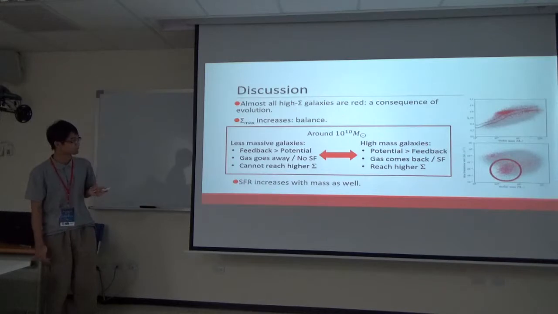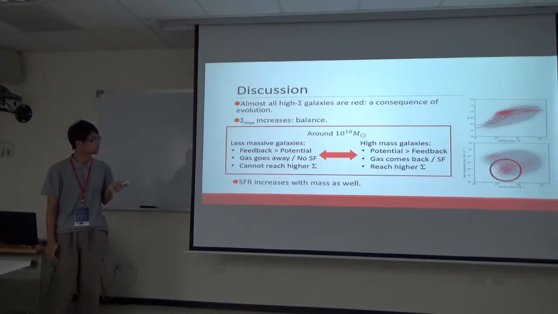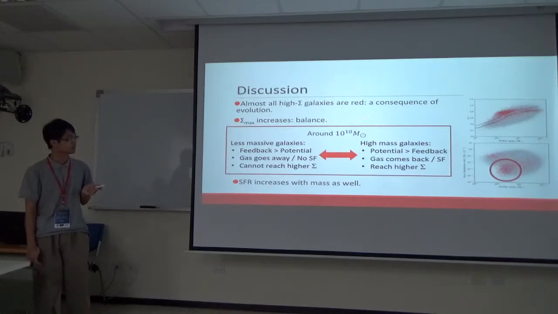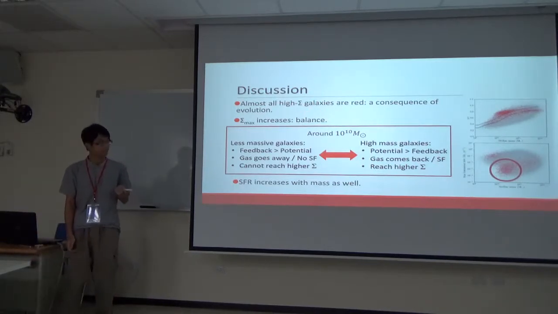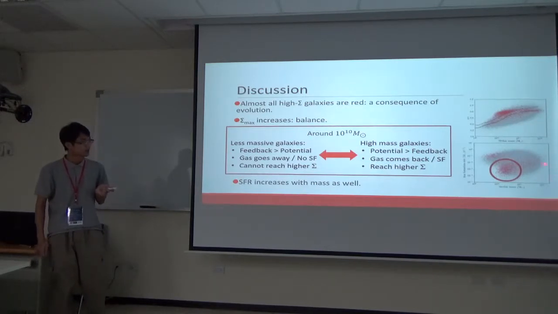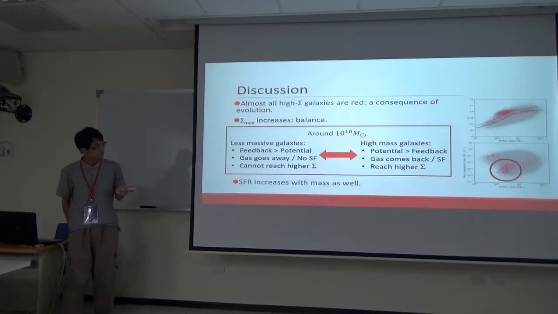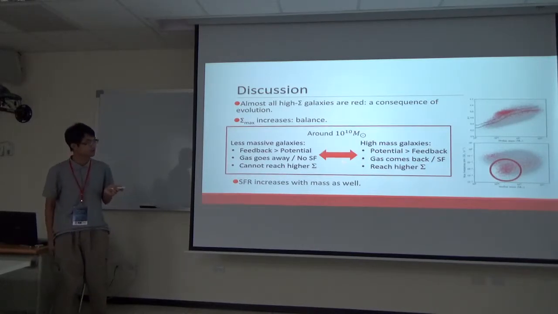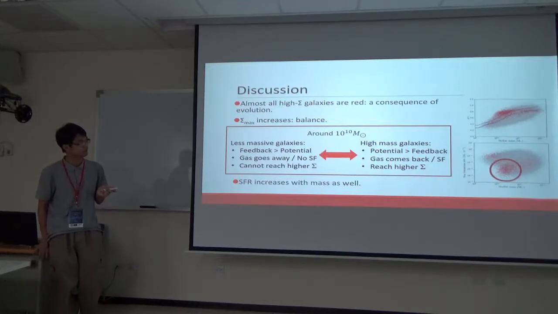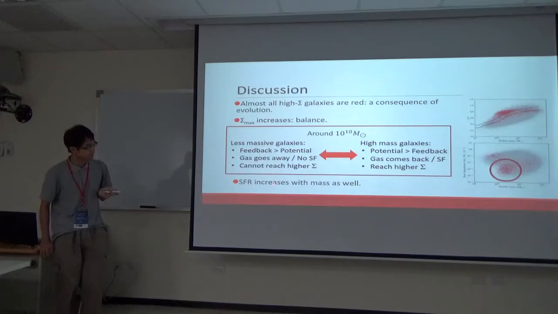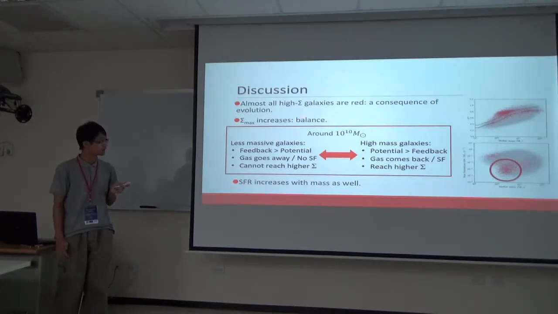So these galaxies are red, so we think it is a consequence of evolution, because high density galaxies are evolved. To explain this mass dependence of stellar surface density, we think about a balance.